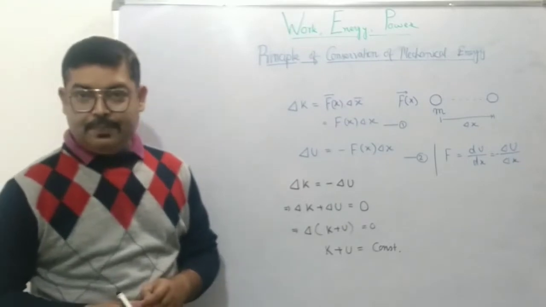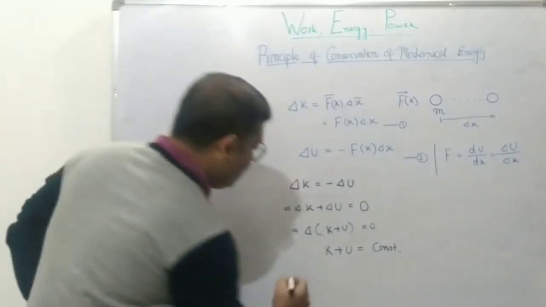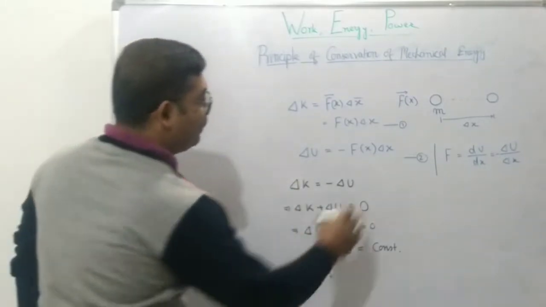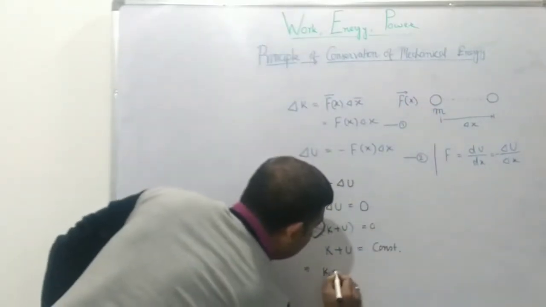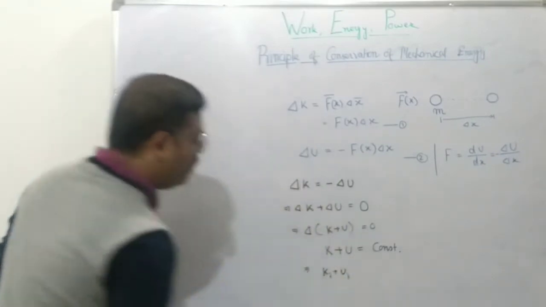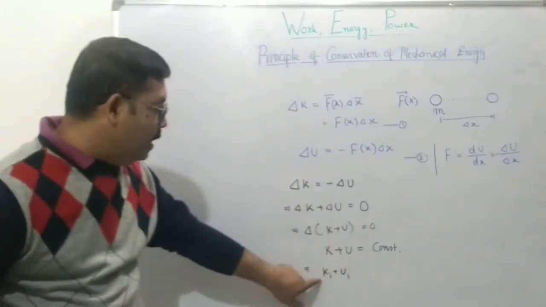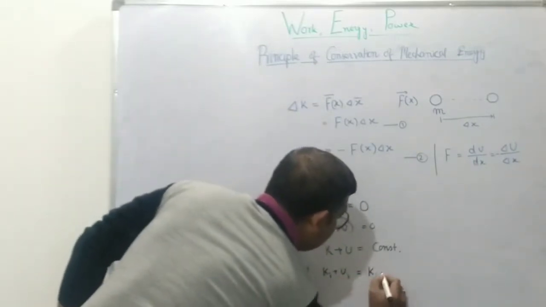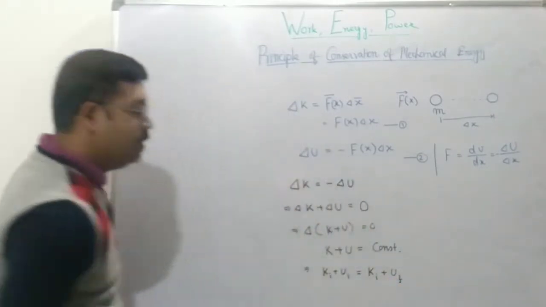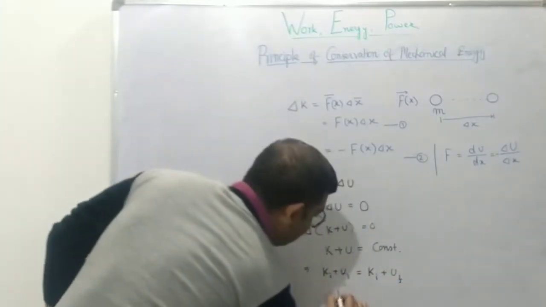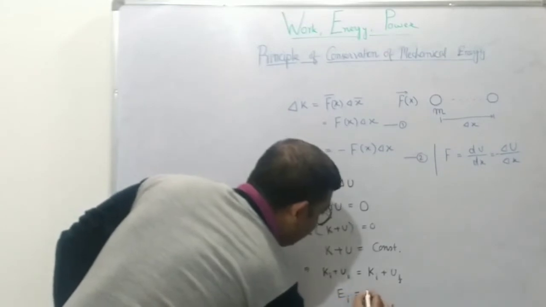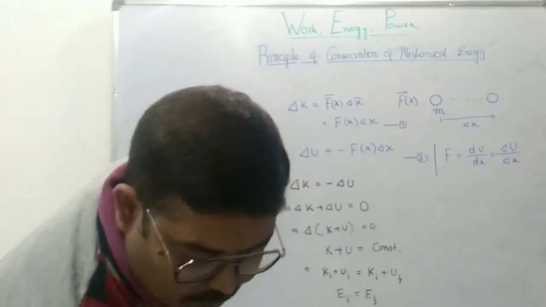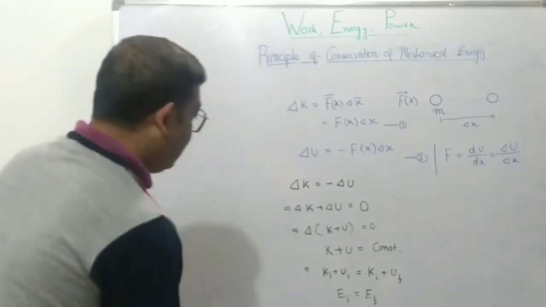It will not change. We can simply write this as: if Ki is the initial kinetic energy of the system when the force was applied, and Ui was the initial potential energy, then this is the initial total energy. This must be equal to the final kinetic energy plus the final potential energy. Total mechanical energy, if we call this E initial, equals E final. Initial total mechanical energy is equal to final total mechanical energy.